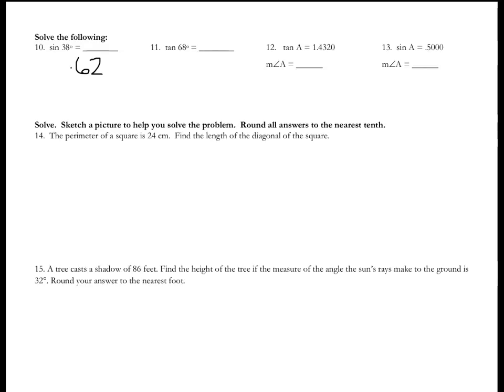Okay, tangent of 68. I'm going to hit the tangent button of a 68-degree angle, and that's going to give me 2.475, which we have to round up, so 2.48.